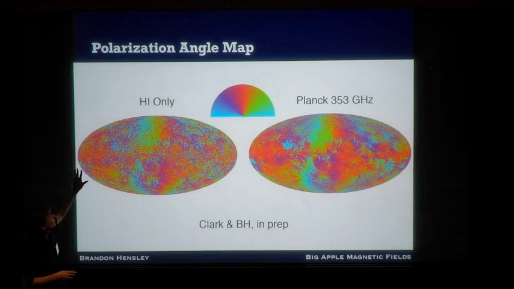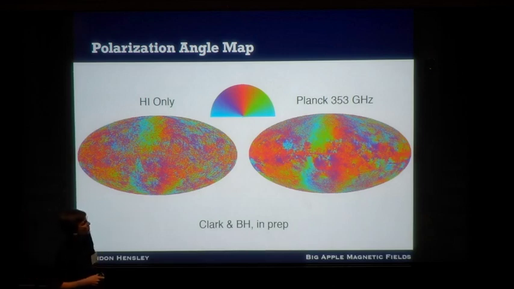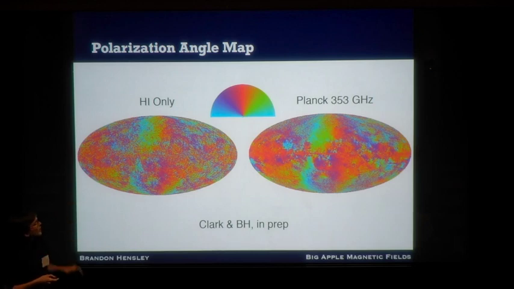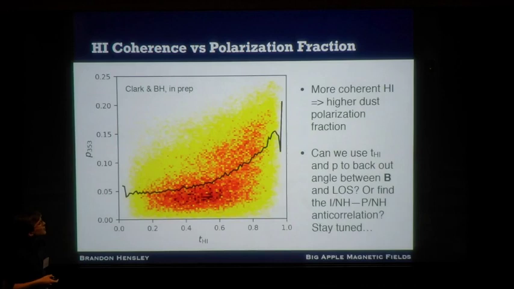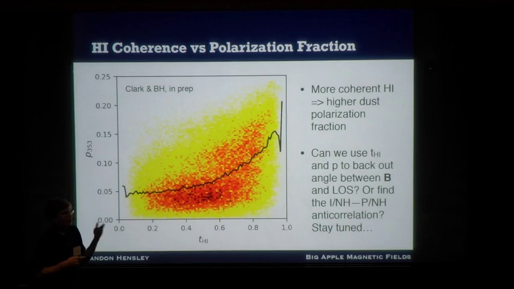So this is what you would predict just from the HI data itself, and this is the Planck 353 gigahertz orientation map, and you can see just by eye, there's rather excellent correspondence between those two. But additionally, this is now the polarization fraction versus this parameter that characterizes how coherent the HI is in orientation as a function of velocity. And this is what we say should be predictive of what the dust polarization fraction should be.